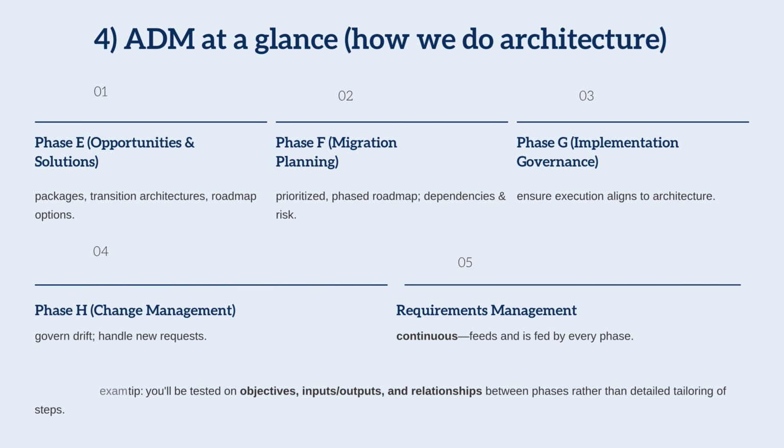Phase E, opportunities and solutions. We identify work packages and transition architectures that move us toward the target state. Phase F, migration planning. We sequence projects and prepare the roadmap and dependencies. Phase G, implementation governance. We make sure delivery aligns with architecture requirements. Phase H, architecture change management. We govern drift and manage change requests. In the center, requirements management acts as a continuous control loop, feeding and being fed by every phase. For the foundation exam, remember you must recognize each phase's objectives, inputs, outputs, and relationships, not the detailed activities.